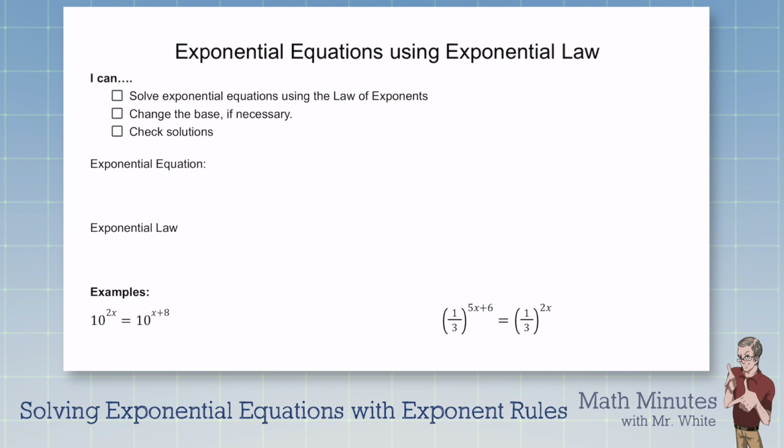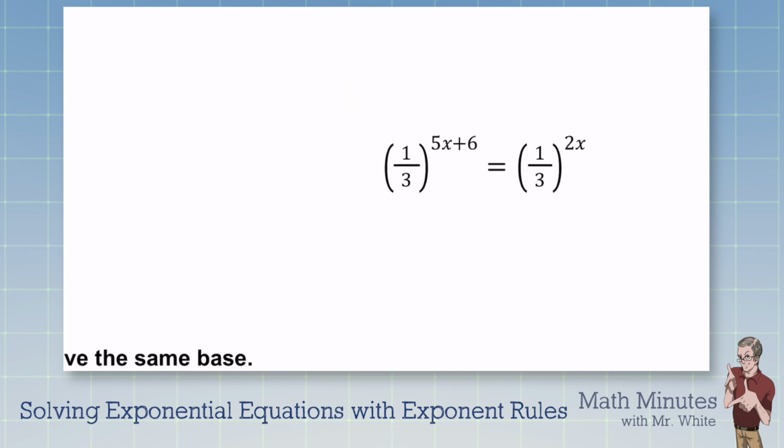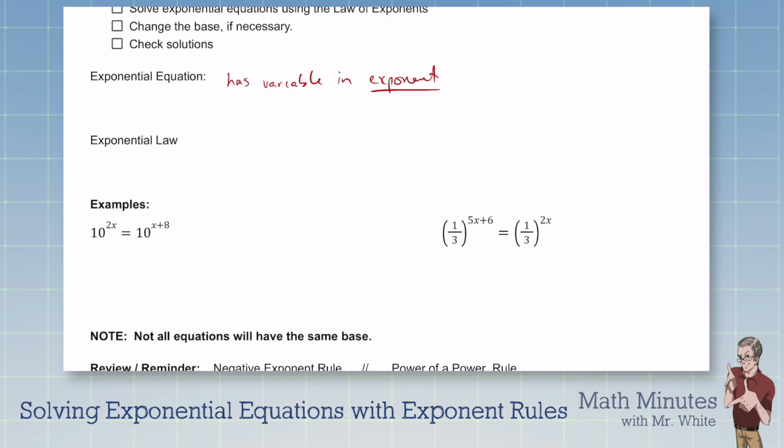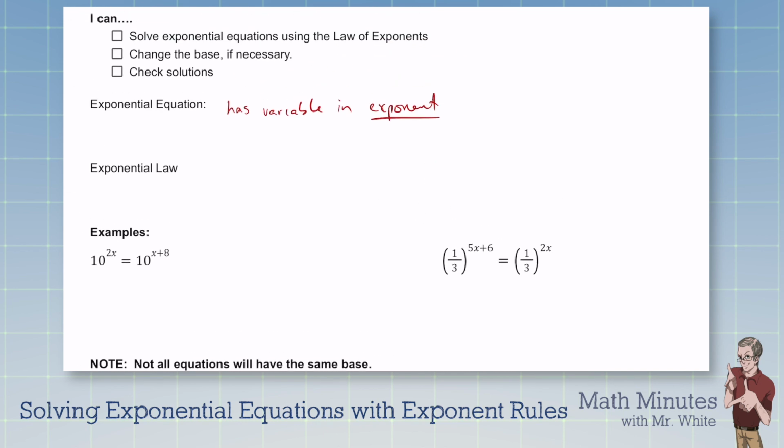So an exponential equation has a variable in the exponent. And you'll see a bunch later in this video. You see one right here. You see how the variable is in the exponent here. That's what makes that an exponential equation.